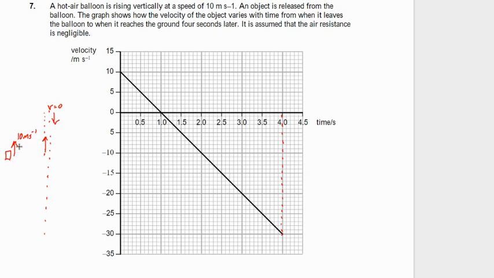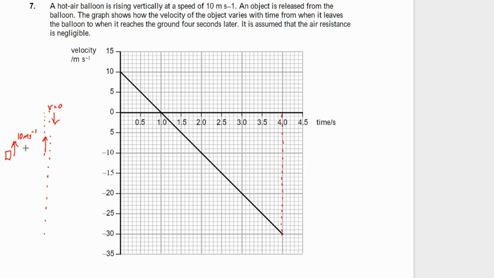So if you had an object that was with you, that will always be moving at 10 meters per second upwards as well. So initially, when you let go of that object out of the hot air balloon, it will have an initial speed of 10 meters per second in the vertical direction. It's like you've thrown it upwards. So what's going to happen is that the object is going to go up, slow down, slow down, slow down, come to a stop, and then fall towards the ground.